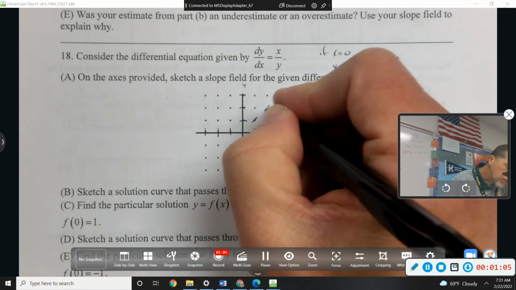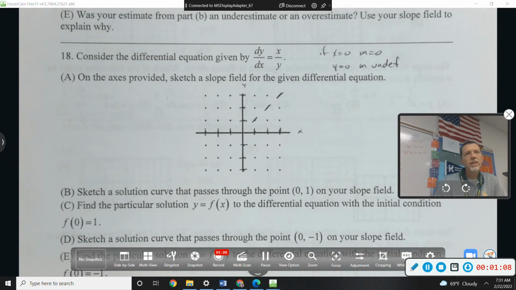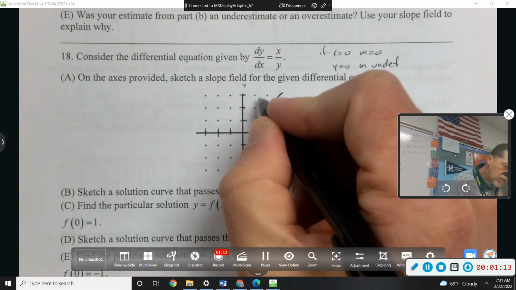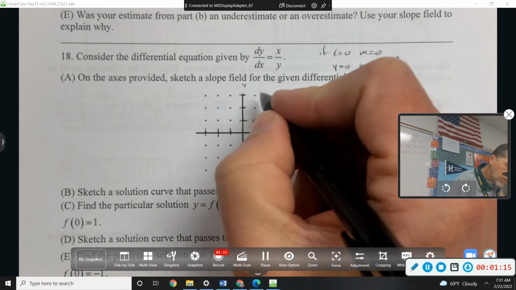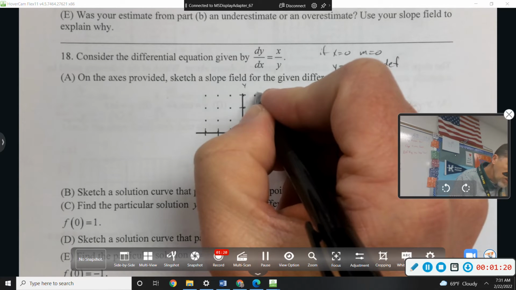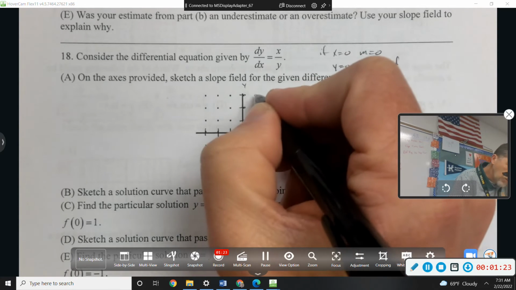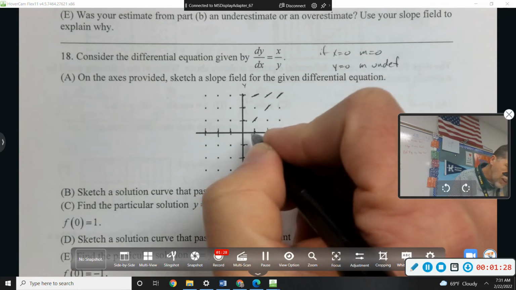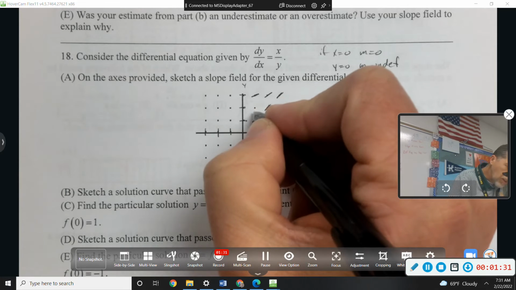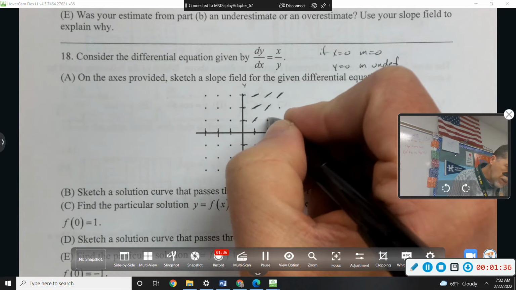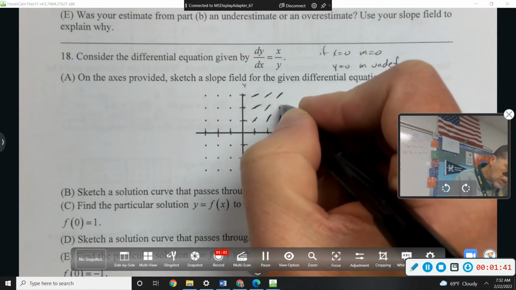1 over 1, 2 over 2, 3 over 3 is all 1. Let's see. So 1, 3, that would be 1 third. X is 1, Y is 3, 1 third. Yes, okay. And then, no, that would be 2 thirds. This one would be 1 half. This one would be 2. That one would be 3.